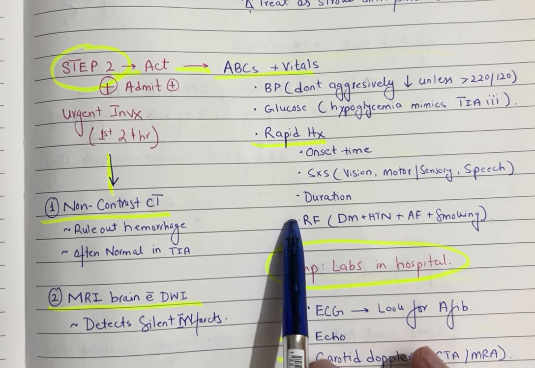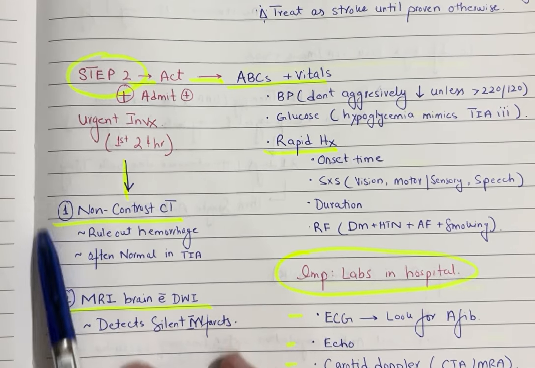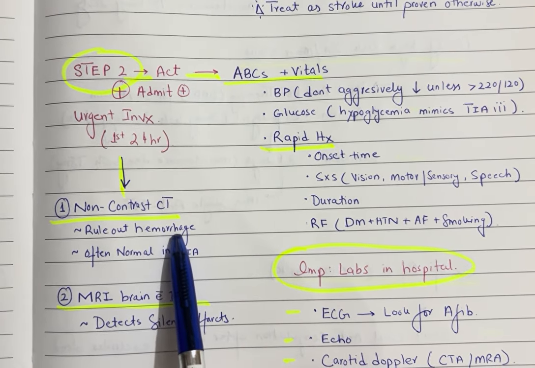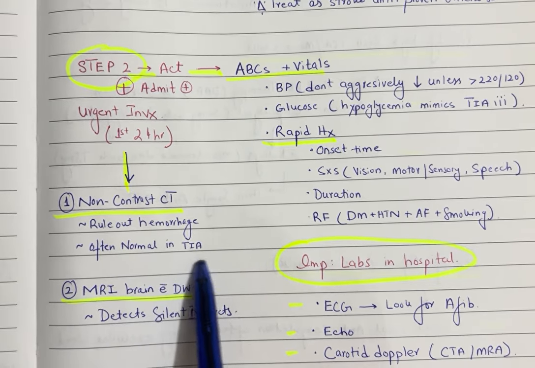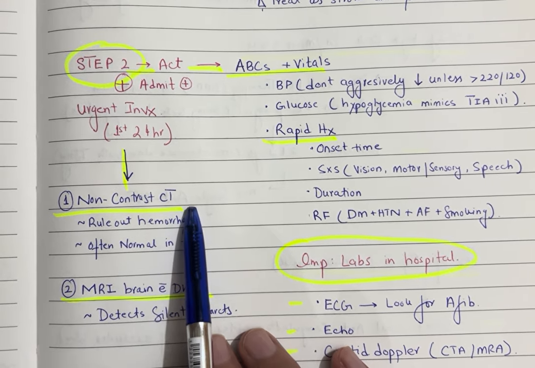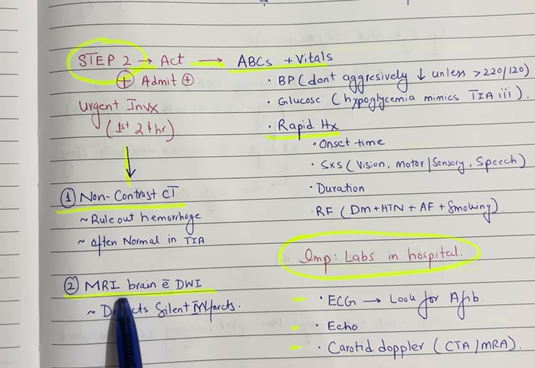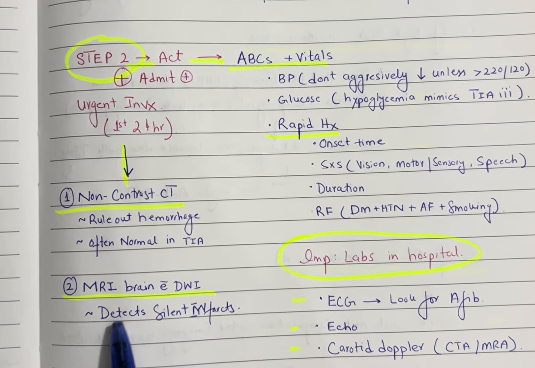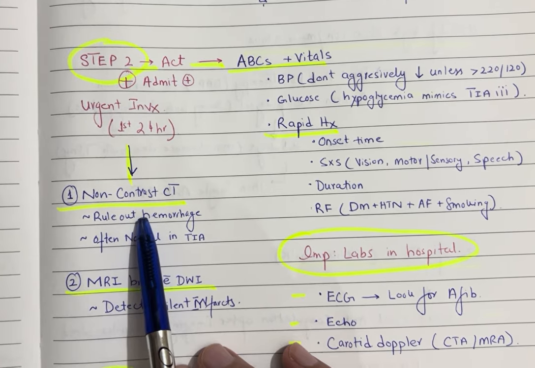But the most important part here is urgent investigations in the first 24 hours. You need to do this. Non-contrast CT, you need to rule out hemorrhage, and most often they are normal in TIA. Don't forget that. If you find a normal CT scan, you cannot rule out TIA. You need to do a brain MRI with diffusion weighted imaging, which will detect silent infarcts. So these are our most important steps to do.